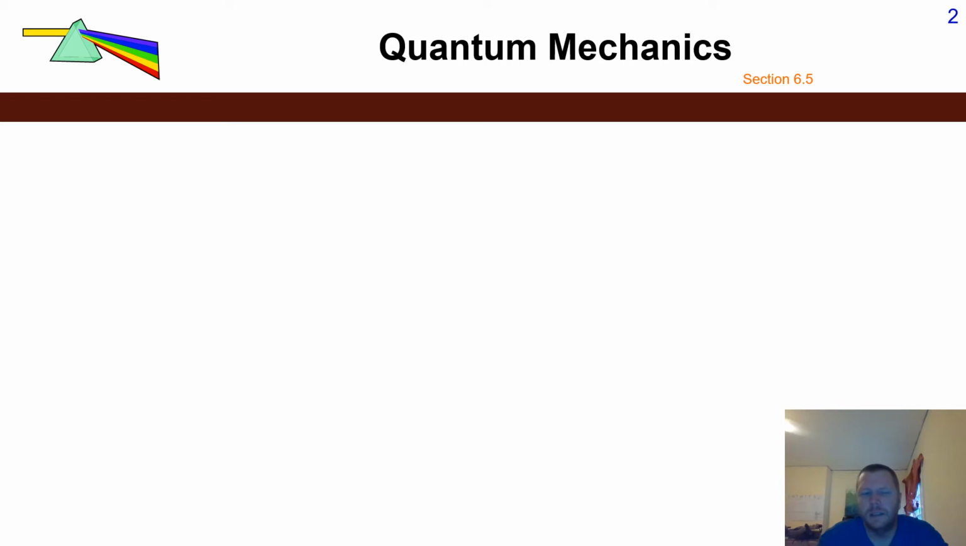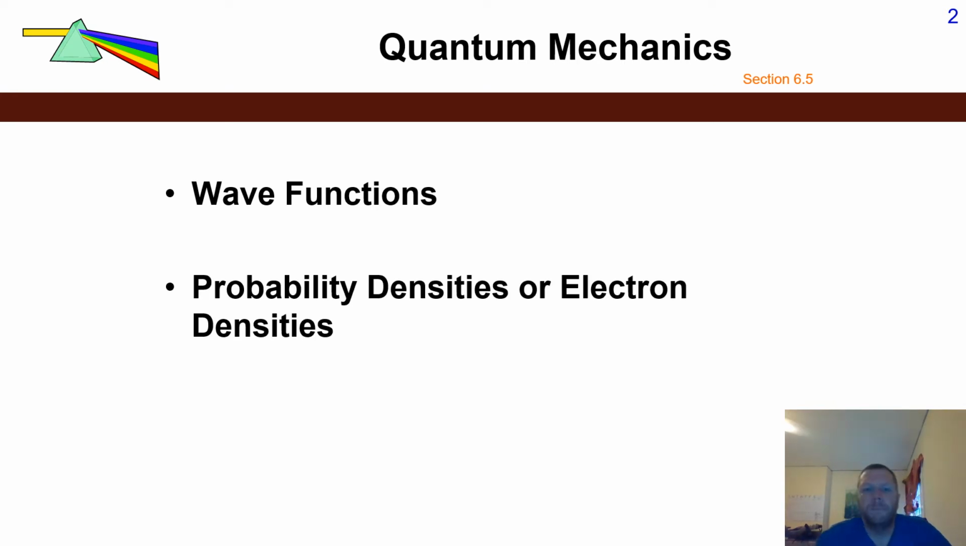Quantum mechanics is the ability to describe mathematically the motion of subatomic particles and the interaction of different subatomic particles. It has to do with wave functions and the wave-like function of electrons, and ultimately gives a really nice depiction of an atom by showing likely places that electrons can be found. These are also known as probability densities or electron densities.